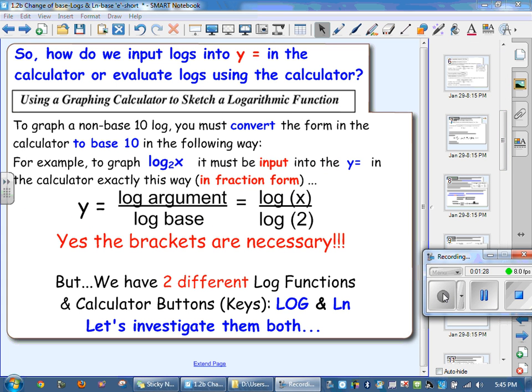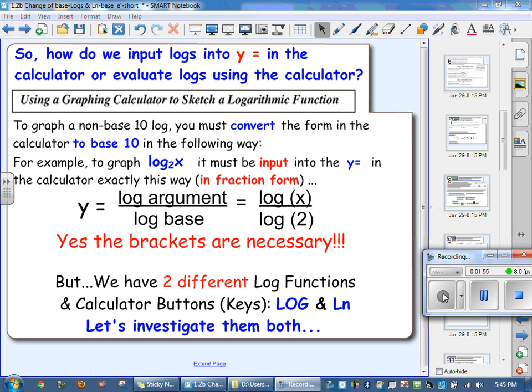Okay, so how do we actually input logs into our y equals in our calculator, or evaluate logs using our calculators? Well, first of all, our calculators are only base 10 or base e. So in that case, we have to graph non-base 10 equations in the following way. We need to actually convert them. We're going to convert them to base 10. So what that means is we need to divide.